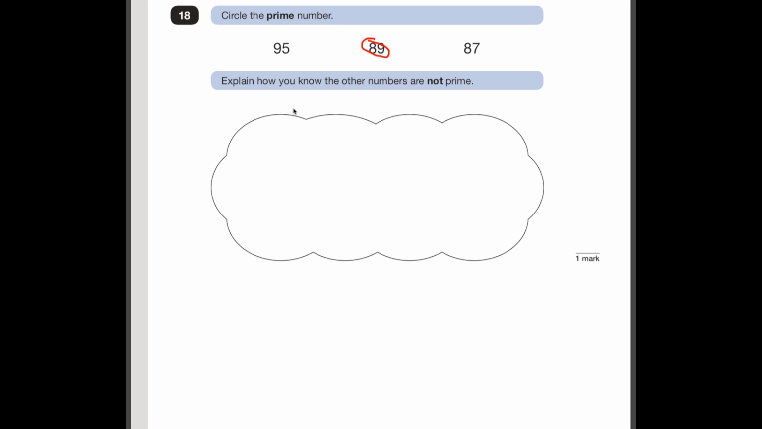Explain how you know the other numbers are not prime. Well, we know that 95 divided by 5 equals 19. Then I would put not prime. And 87 divided by 3 equals 29, I believe. So that is also not prime.